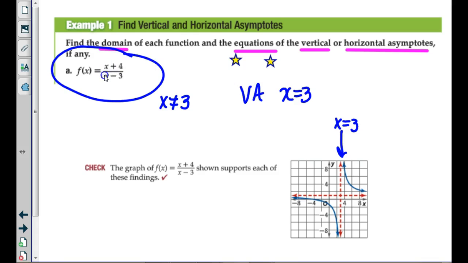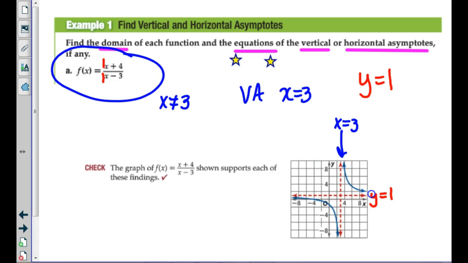All right? What is this in terms of top heavy, bottom heavy, equal weight? It is equal weight, so the leading coefficients were 1 and 1. So the rule is you take y equals leading coefficient over leading coefficient, so you'd get y equals 1. That's the equation of this line right here.